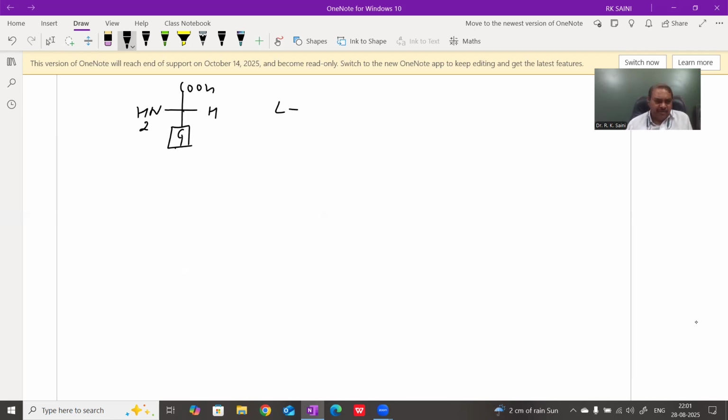When G is the following group, then that is the structure of the amino acid. When G is H, this amino acid is known as glycine. The single letter code is G. When G equals methyl, this amino acid is known as alanine. Single letter code is A.